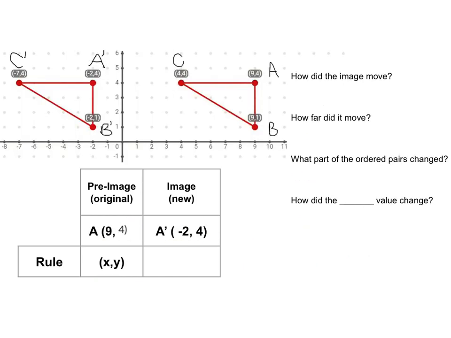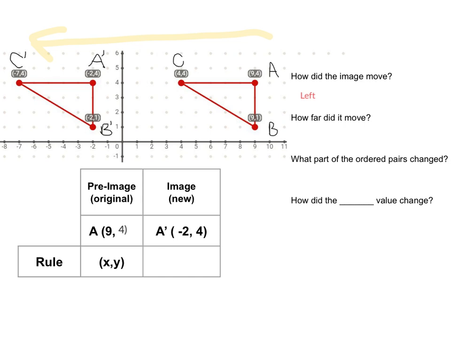Here we're looking at a triangle ABC. And then we're looking at the image, triangle A prime, B prime, C prime. So first, let's look at how did it change? How did the image move? So if I look, my image, this time it went to the left.